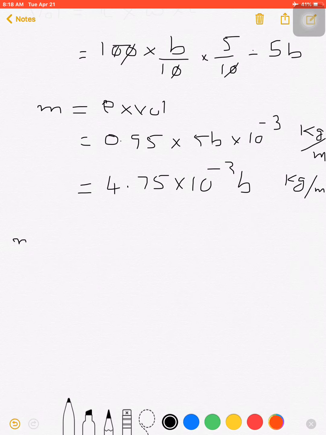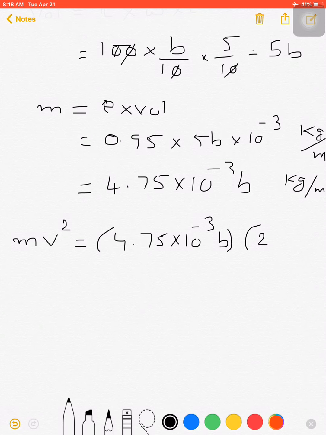Now the centrifugal force, that is mv square, is equal to 4.75 into 10 to the power of minus 3 b, with the velocity, the corrected velocity, 20.36 whole square. If you simplify, you will get 1.97 b.